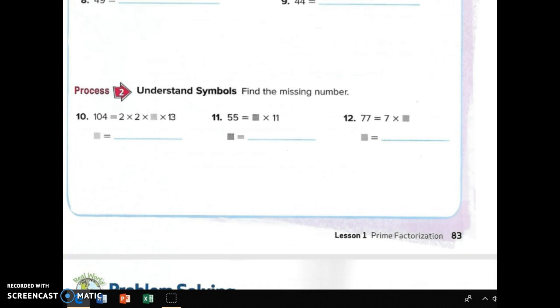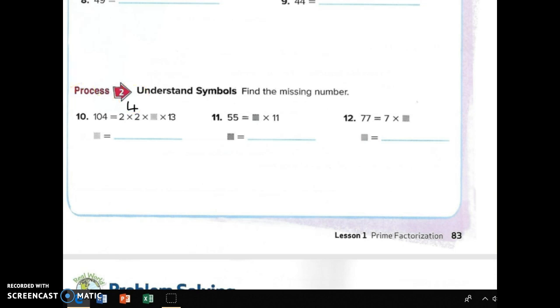Now these, they look very difficult, but they're not that difficult. They give us some of the numbers and we have to find the missing number. So all we need to do is, we need to say 2 times 2 is 4. Write it above the 2 times 2. Now we are going to say 4 times 13. We're going to work it out. Now we are going to say 4 times 13 equals what? Difficult. Not so difficult if you think about it.